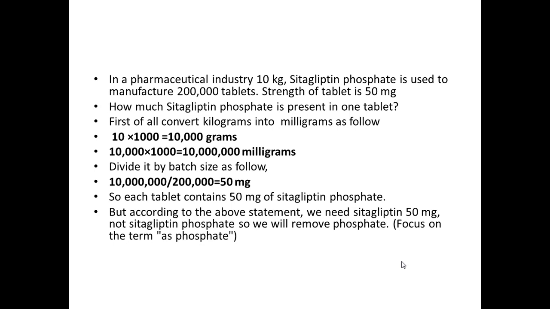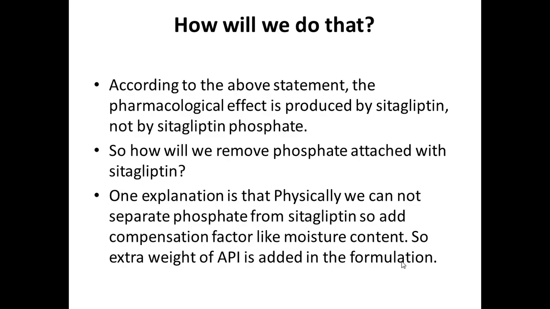But as we know, we should focus on sitagliptin, not as phosphate. So we will remove the value of this phosphate. What would be the value of this phosphate? How will we do that? According to the above statement, the pharmacological effect is produced by sitagliptin, not by sitagliptin phosphate. As our focused parameter is sitagliptin, not sitagliptin phosphate, how will we remove the phosphate attached with sitagliptin?